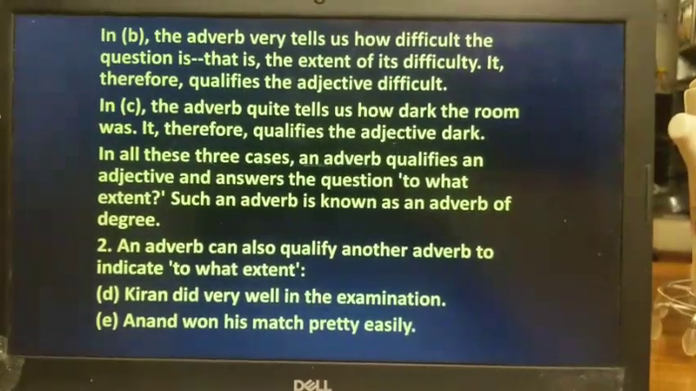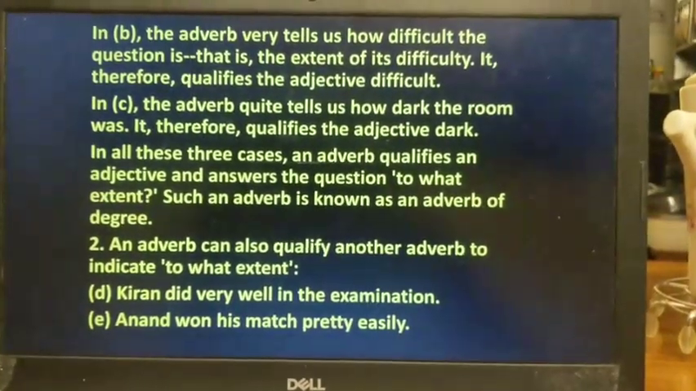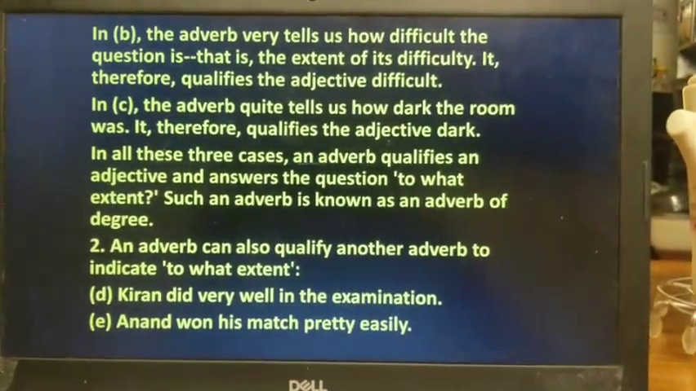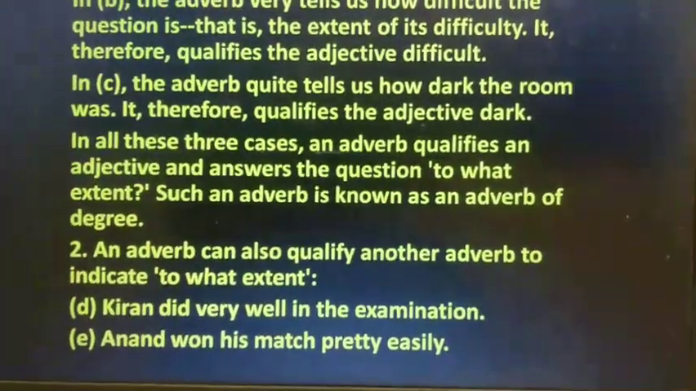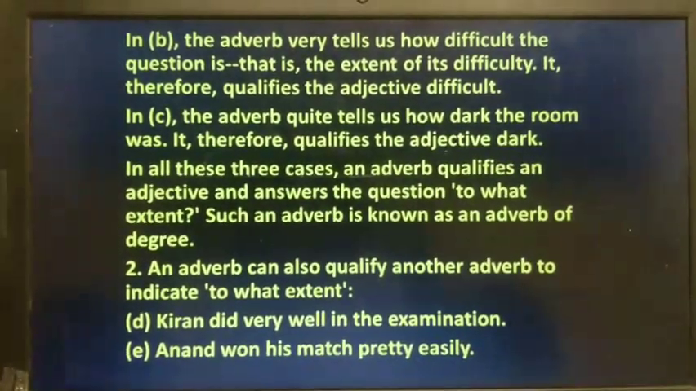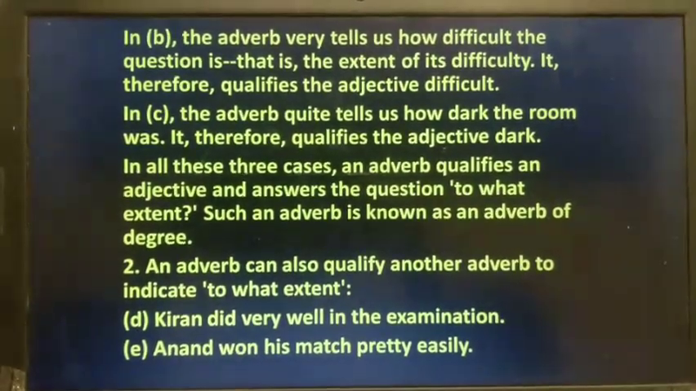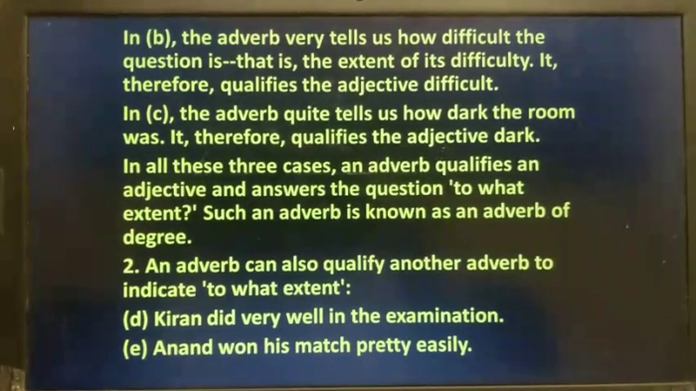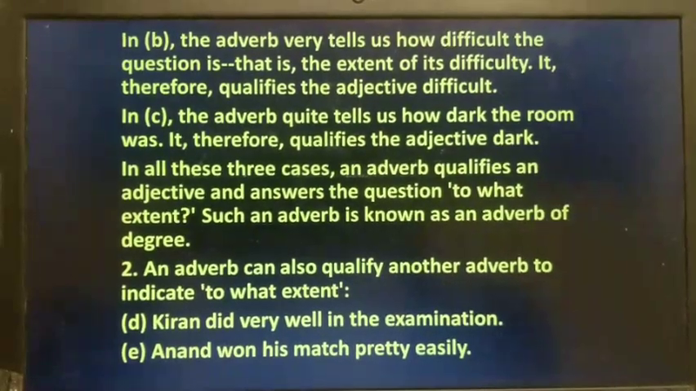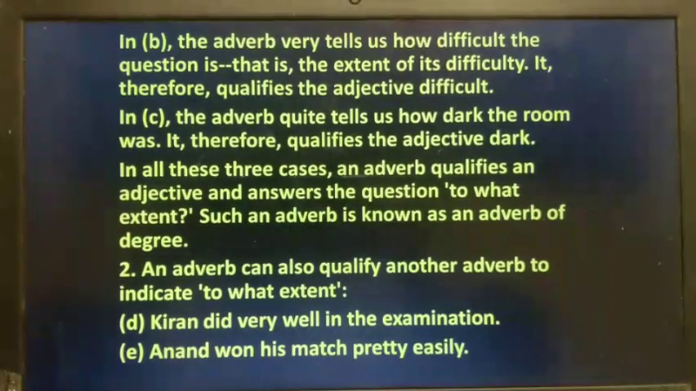And it is not always an adjective that the adverb of degree is qualifying. See the second point over here. An adverb can also qualify another adverb. How? Let's see the example over here. So students, in these examples, if you see, Kiran did very well in the examination. So we are talking about Kiran doing well in the examination. The verb over here is did. What did she do? She did well. So well is the adverb over here.